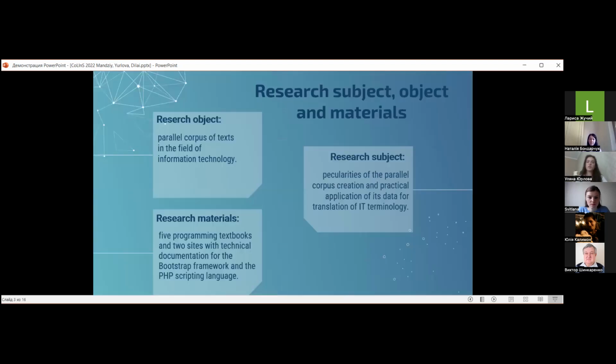So the research object is a parallel corpus of texts in the field of information technology. The research subject is the peculiarities of the parallel corpus creation and practical application of its data for translation of IT terminology. The study was based on the text of 5 programming textbooks and 2 sites with technical documentation for the Bootstrap framework and the PHP scripting language. Total: more than 3,000 words.